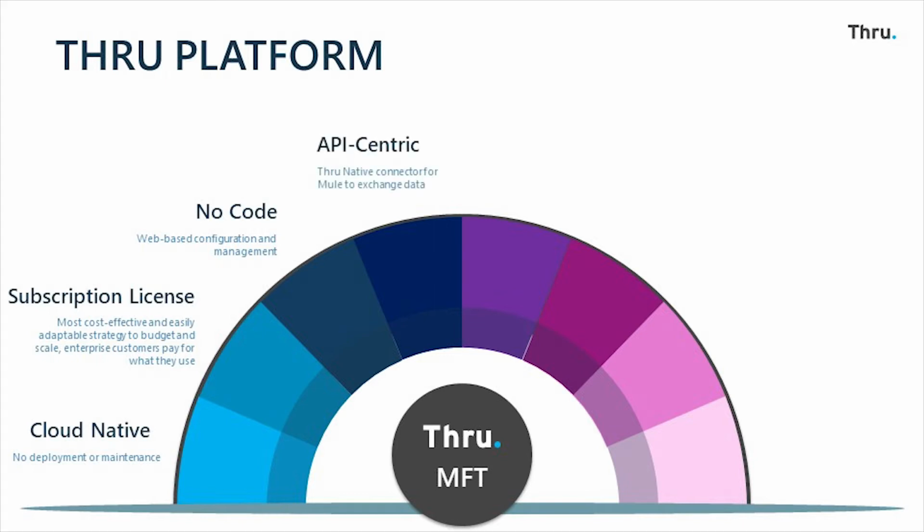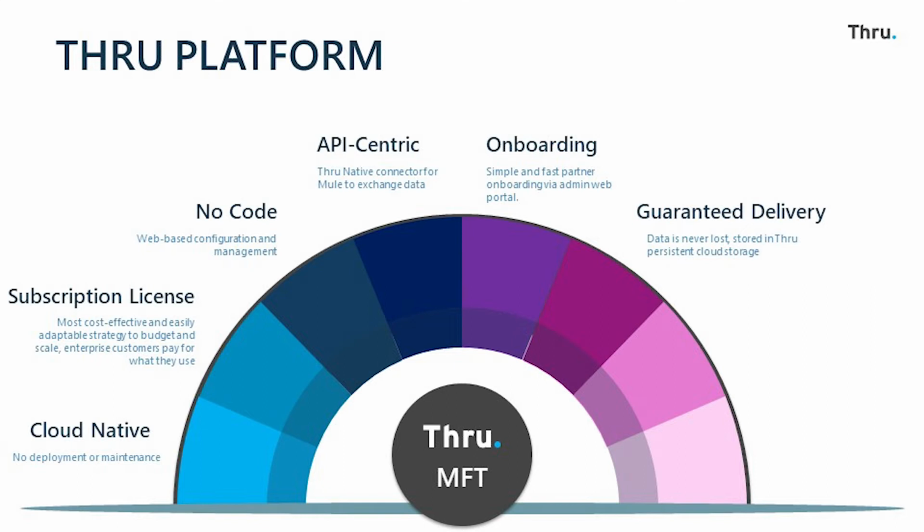Thru is an API-centric system. That means two things. Thru provides native connector for you to exchange the data. The connector is available on Mule Anypoint Exchange. And also Thru implements extensive API to allow orchestration of Thru file flows by MuleSoft environments. Onboarding of partners is made very simple and fast with Thru.